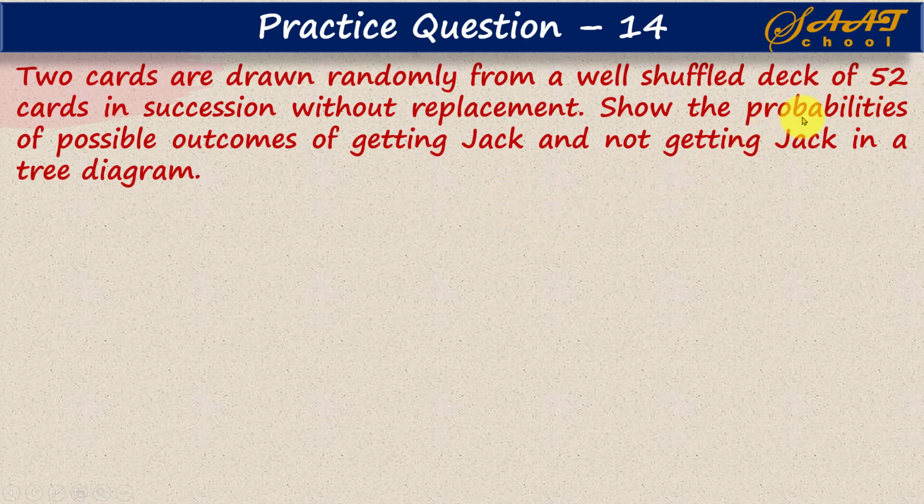We have 52 cards. Out of 52, we have 4 jacks and 48 not jack. So you can say let jack equal J and not jack equal J bar, and follow the same process, exactly the same. The difference is the question is asking for getting jack and not getting jack. So only this is the difference, and the process is exactly the same. I think you can manage this. Complete this challenge.